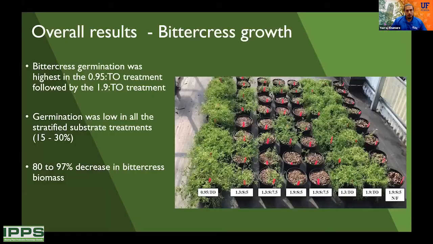So overall with Bitter-Cress, we saw that the germination was highest in the industry standard of 0.95 incorporated treatment, followed by the 1.9 incorporated treatment. And we noticed that the germination was lowest in all of the stratified substrate. We saw only 15 to 30% of Bitter-Cress germinated. So at trial conclusion, stratification and strategic fertilizer placement resulted in decreases ranging from 80 to 97% in Bitter-Cress biomass.